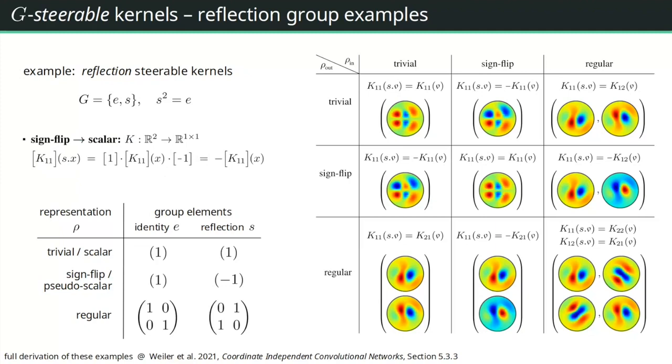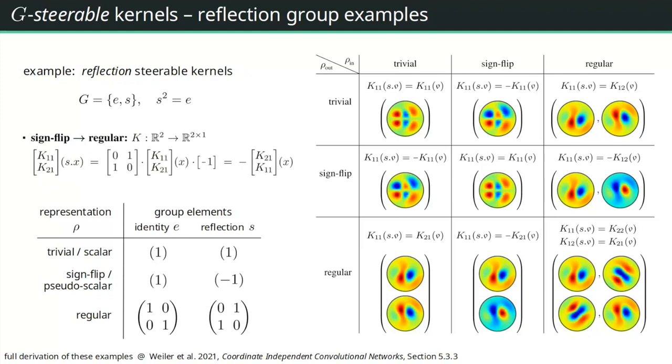So we get this group action, this permutation action on our response vectors. Now we could go through all other examples. For instance, going from a sign flip to a scalar, we again have this one and minus one multiplication. So we get an antisymmetric kernel. We will get again a symmetric kernel if we map from sign flip to sign flip. Then if we want to map from sign flip to regular representations, we have again these two kernels, but now it's not a reflected copy, but it's reflected and negative.